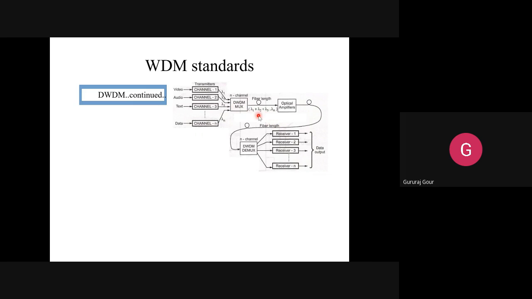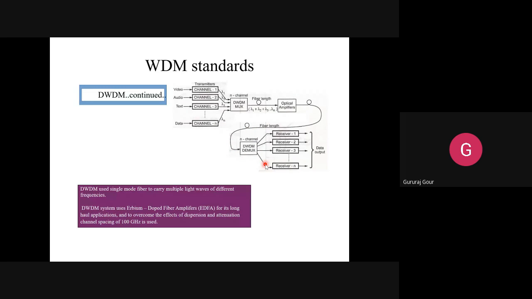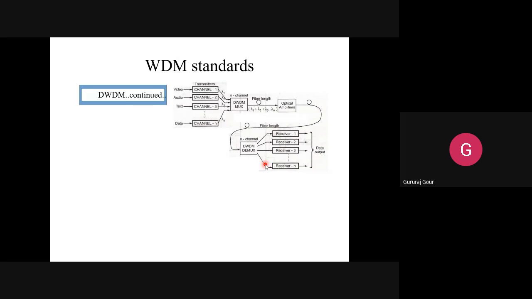Then we can see they are all added and travel like a single signal throughout the fiber length. Optical amplifiers will be there throughout the length. What are the amplifiers you are getting? Post amplifier here, inline amplifiers in the repeaters, and the pre-amplifier here at the receiver side. On the receiver side, we have the DWDM demultiplexer, which is going to separate these multiplexed lambda n channels, which are recognized by these highly tuned receivers to get the separate lambda 1 to lambda n data outputs.